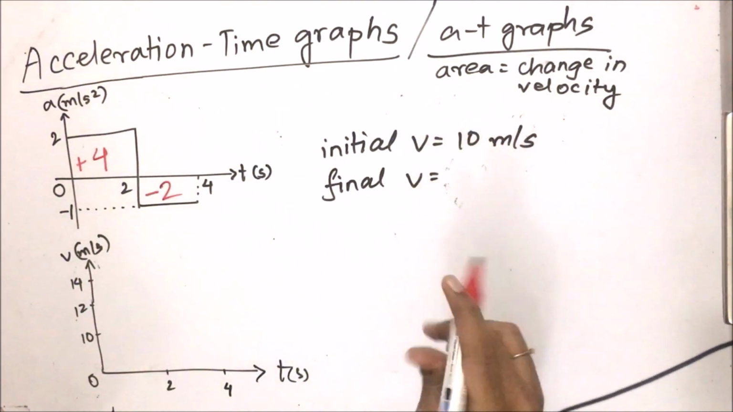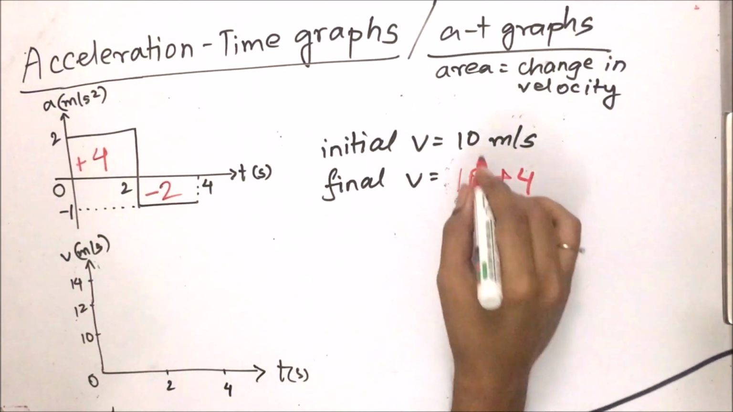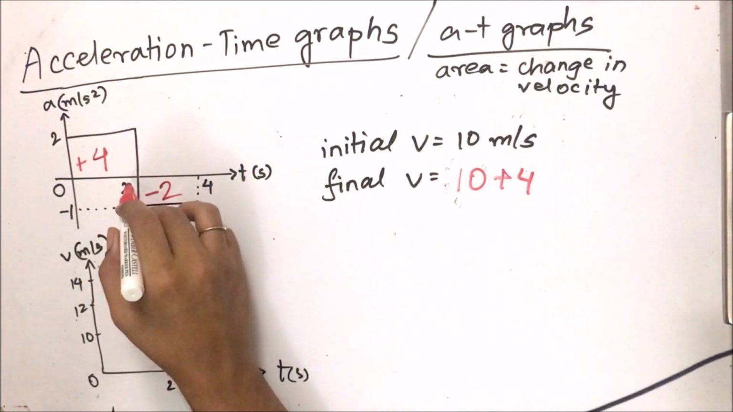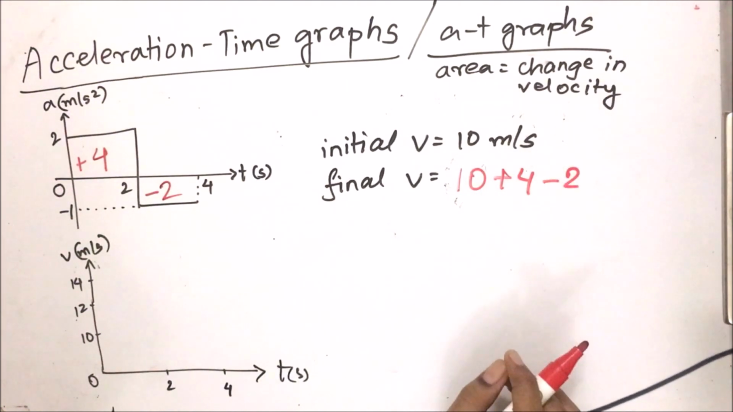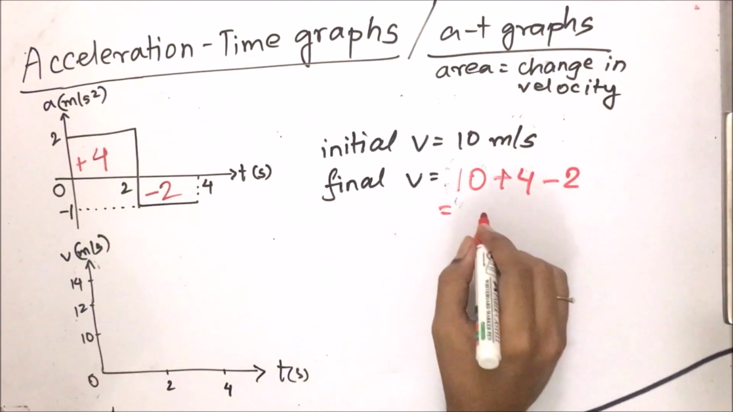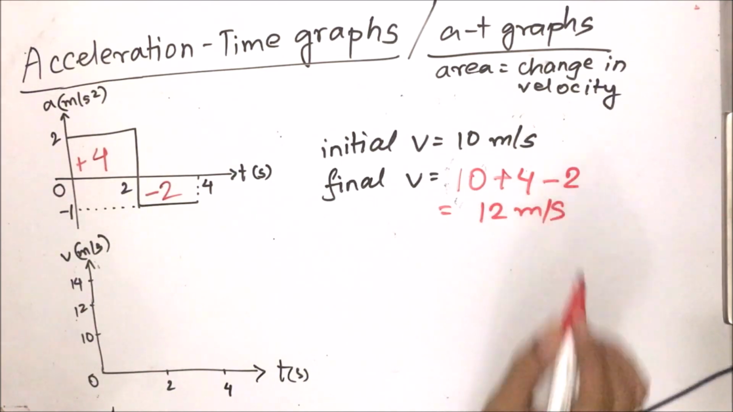So our final velocity will be 10 plus 4. 10 is the initial velocity, plus 4 from the first 2 seconds, and then in the last 2 seconds the velocity decreases by 2 meters per second. So the final velocity is 12 meters per second.